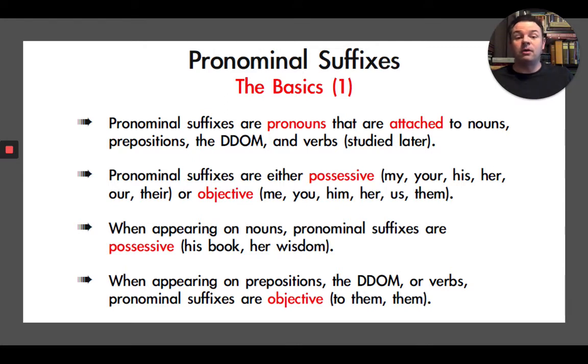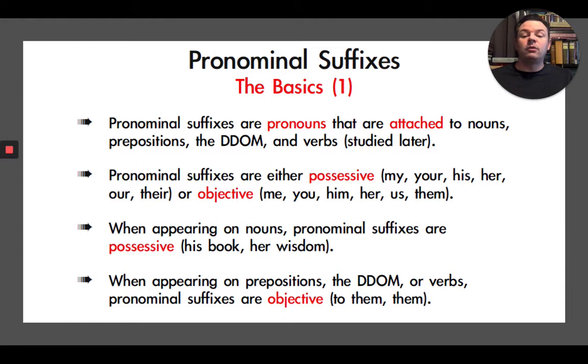Pronominal suffixes are pronouns that attach to nouns, prepositions, the DDOM, and verbs, but we're going to study the verbs later, so don't worry about that right now. Pronominal suffixes are either possessive, meaning my, your, his, her, our, their, showing possession, or objective: me, you, him, her, us, them. When appearing on nouns, they're possessive. So if you had the word book and attached the third masculine singular suffix, it would be his book, or the third feminine singular, her book, or a second person, your book.